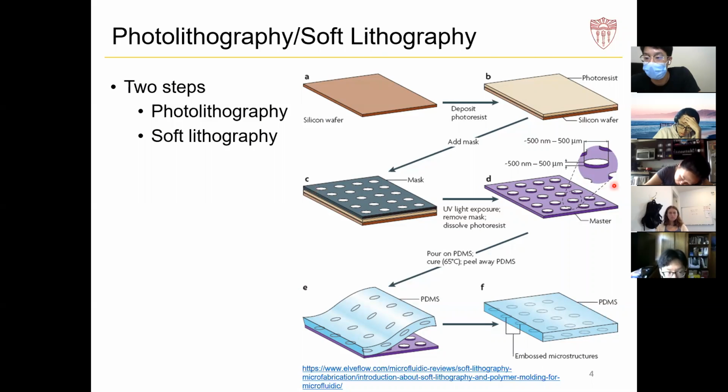Photolithography, you can think of it as making this master mold that will enable us to make the PDMS stamps that I talked about in the earlier slide. And soft lithography is making those PDMS stamps from this master mold that you made in photolithography, and then actually applying it onto cell systems or any system.